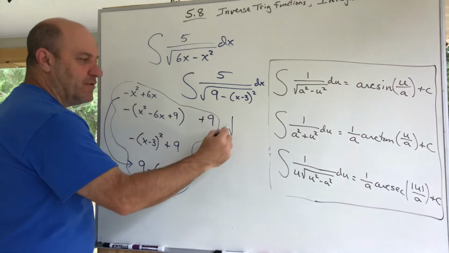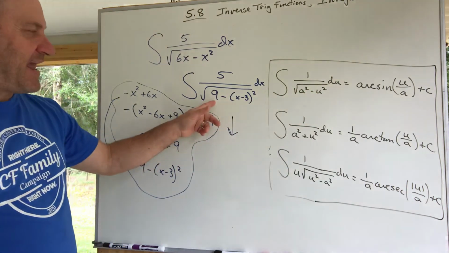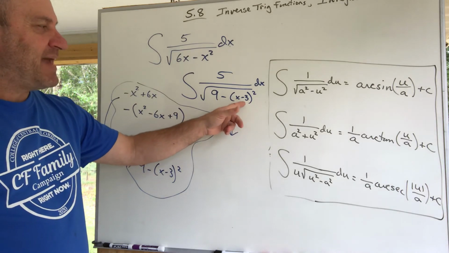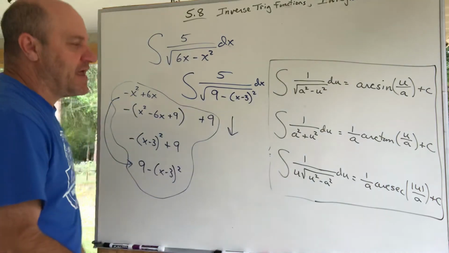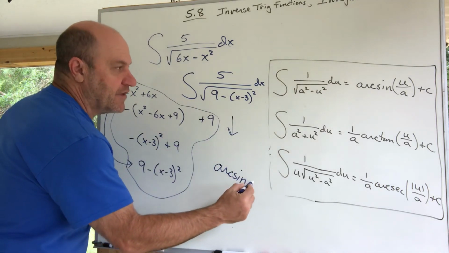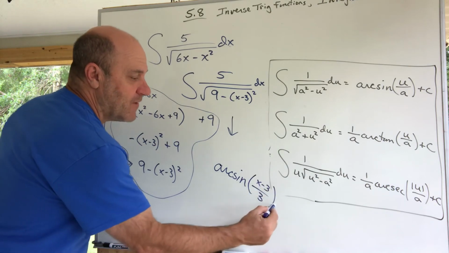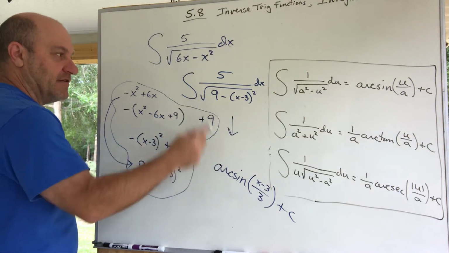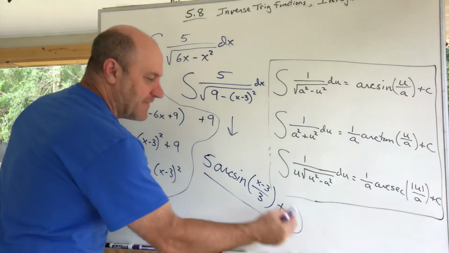All right, cool. I think that looks like an a squared minus u squared. My a is a 3. My u is x minus 3. It's arc sine. Arc sine doesn't have a 1 over a in front of it. So here comes the answer: arc sine u over a, plus c. U over a, that's right. And there's a 5 out front. Thank you very much. So that was fun.